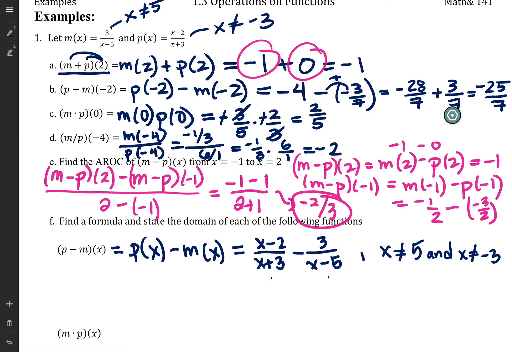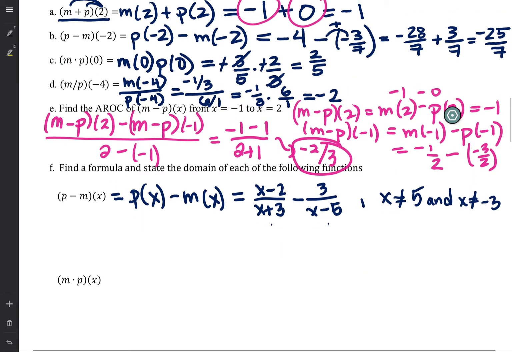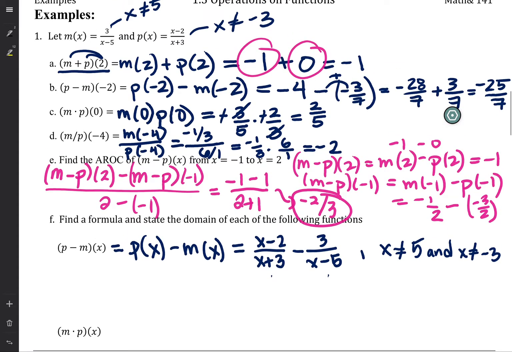Again, generally when you're combining the two functions, it becomes a combination of their domain restrictions. When you divide, you have to be a little bit more careful.